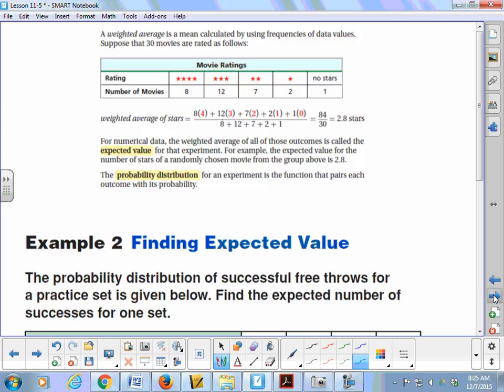So here we have, suppose there are 30 movies rated as follows. There were 8 movies that had a rating of 4, 12 movies had a rating of 3, 7 movies with a rating of 2, and 2 movies with a rating of 1. And then there was actually 1 movie that got no stars.